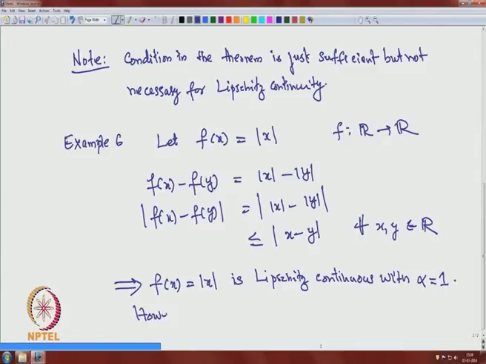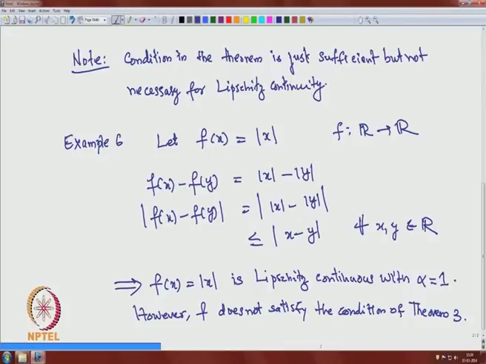However, f does not satisfy the condition of Theorem 3, the theorem we stated above. The reason is f is not differentiable at 0, to verify the condition stated in the theorem.